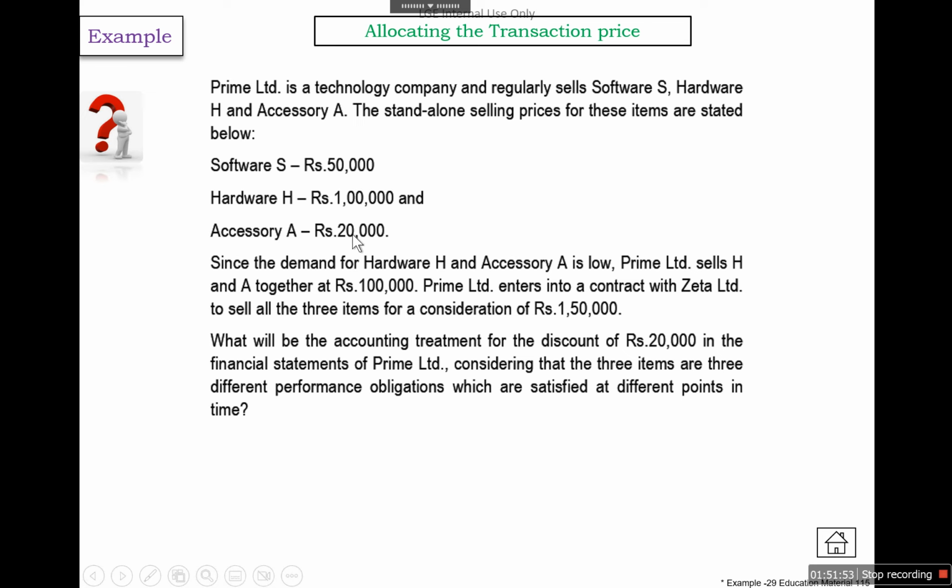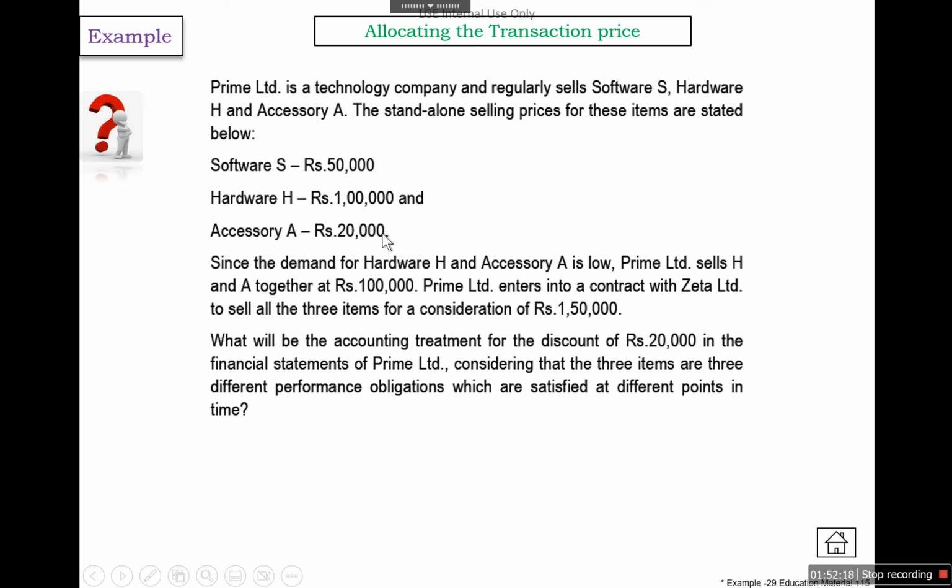So the prices of H and A are 1 lakh and 20,000, but the demand is low, so they sell it in a combination of 1 lakh. Prime Limited enters into a contract with Jeta to sell these three items for 1 lakh 50,000. So what will be the accounting treatment for a discount of 20,000? Because the standalone price is 1 lakh 70,000.